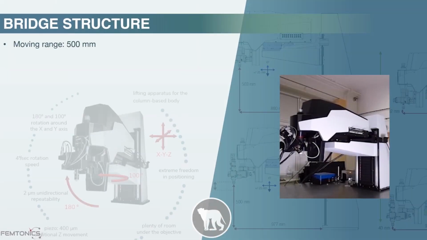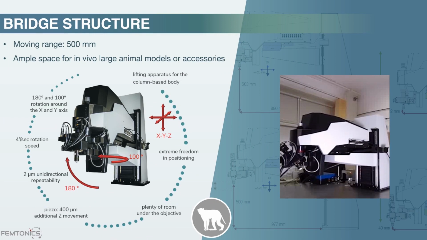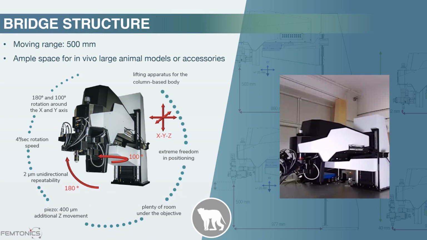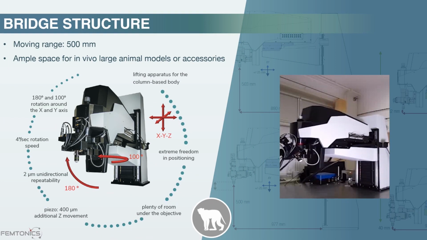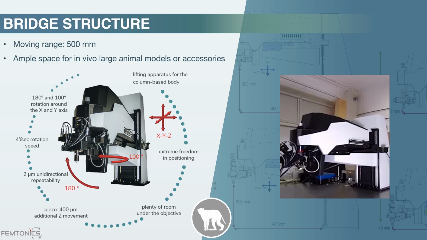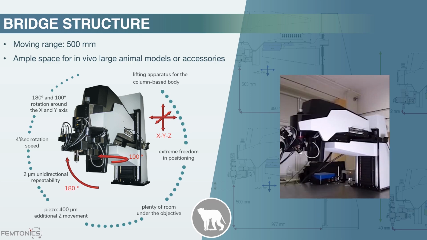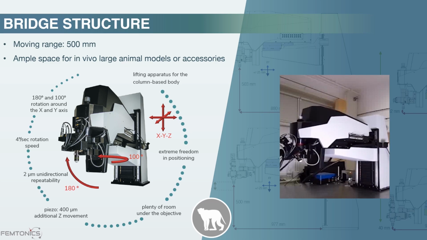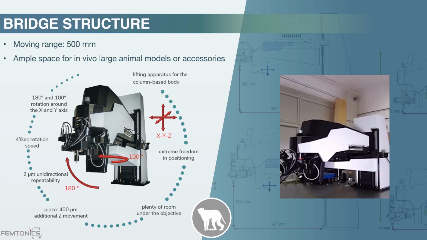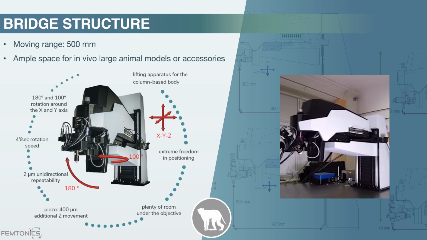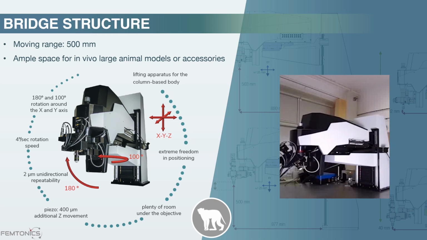The bridge structure was designed to adopt special experimental conditions with large samples and accessories. The stability of the optical path is maintained throughout the whole travel range in Z, which is 500 millimeters, and the motors have memory positions which saves time during chronic imaging experiments. The design is compatible with all modules discussed in this webinar, but most often it is equipped with a combination of piezo and tilting objective positioners for volume scanning with extended flexibility.